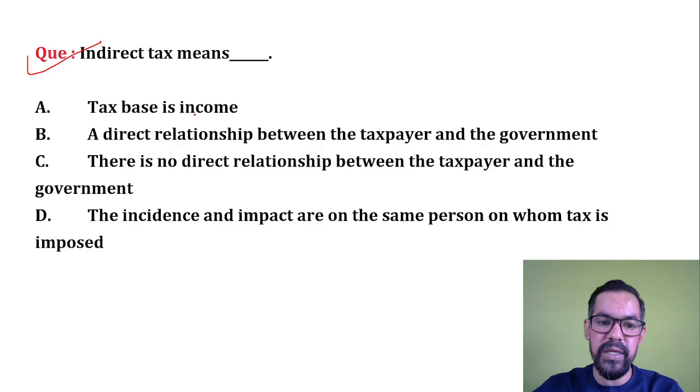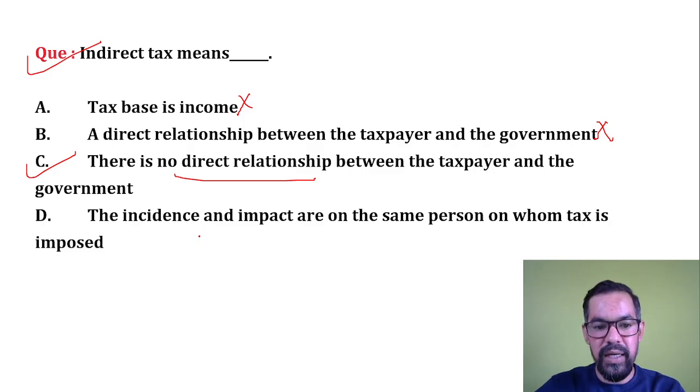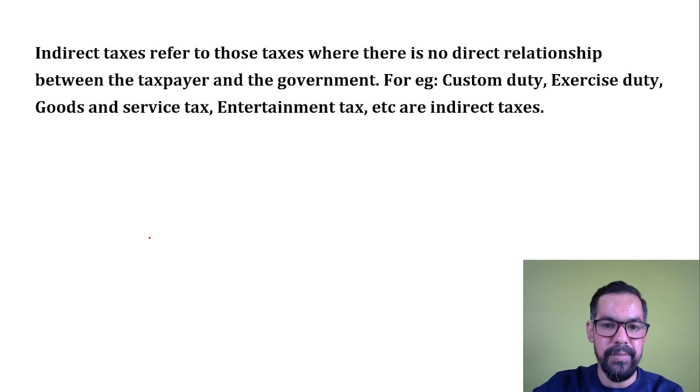So tax based on income, which is incorrect, which is called income tax. A direct relation between the taxpayer and government, again this is part of direct taxes. There is no direct relation between taxpayer and government, so this is the correct one. The incidence and impact are on the same person on whom tax is imposed. Again, this is incorrect. So option C will be the right answer for this particular one.